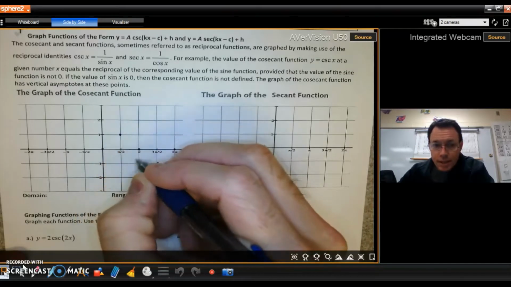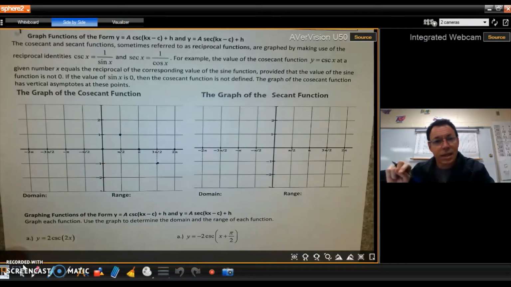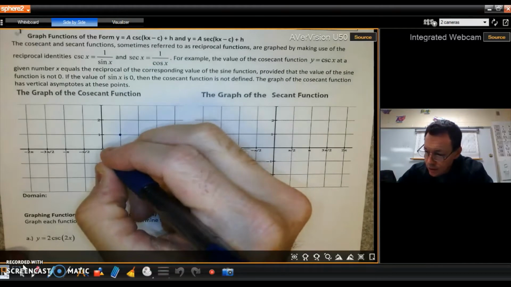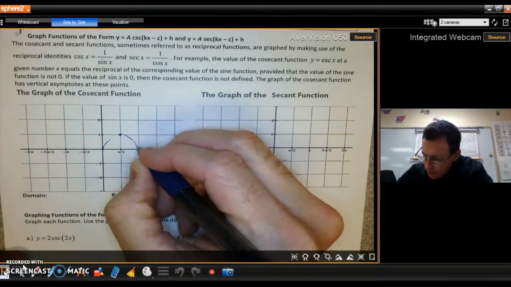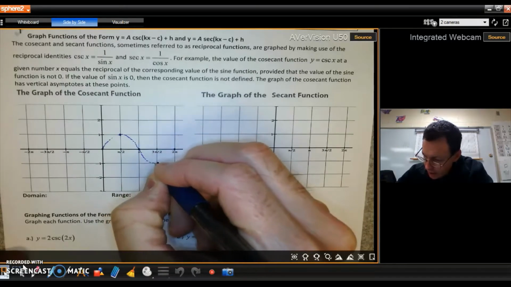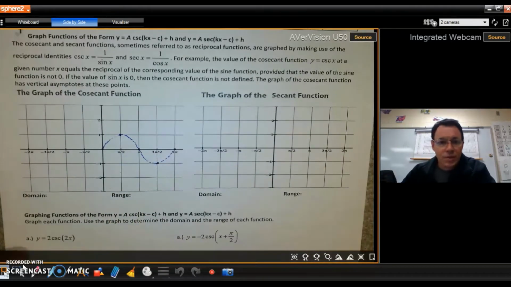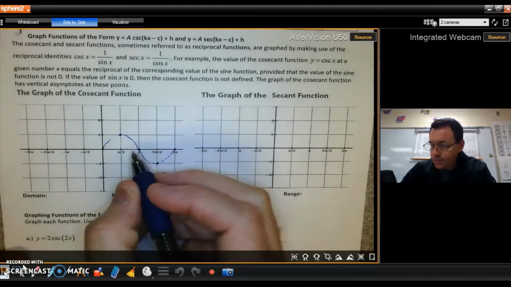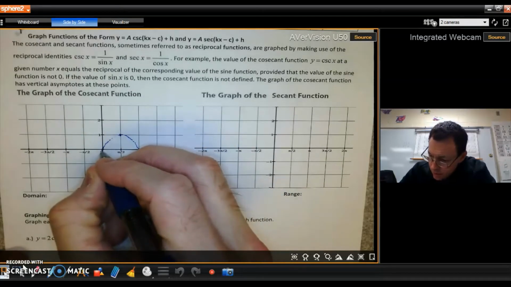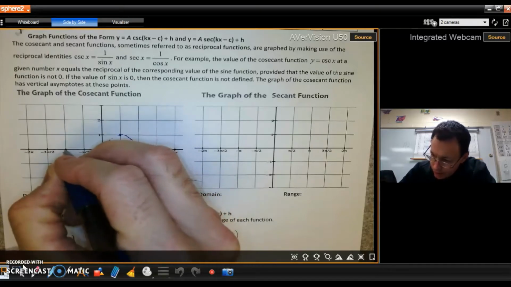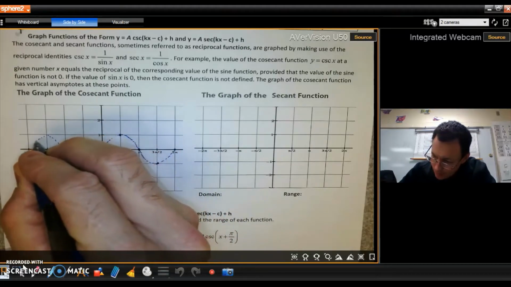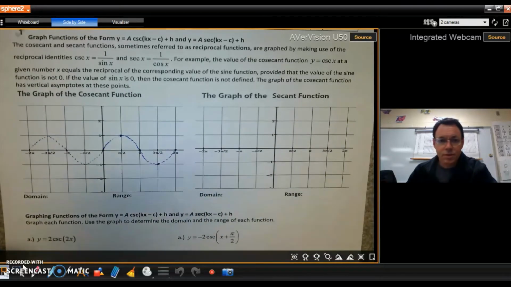I'm going to connect these dots, but not with a solid line. I'm going to do a dotted line, just so you can see the graph, but this isn't our actual answer. Okay, so that is a sine graph. I could do a second cycle going this way. It would hit there, it would hit here, up and down. Okay, so that's a sine graph. Now, the cosecant is the reciprocal of that.